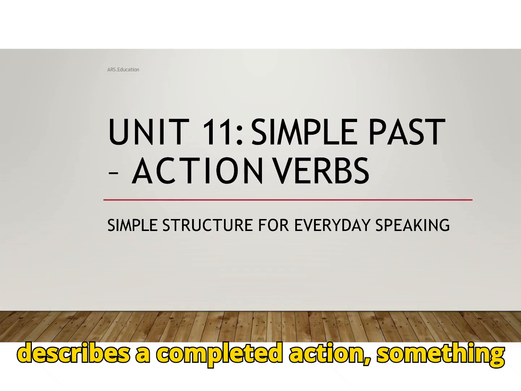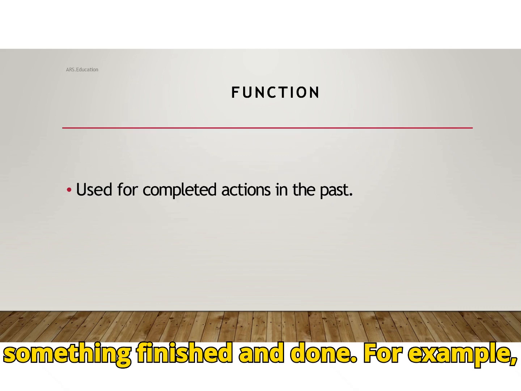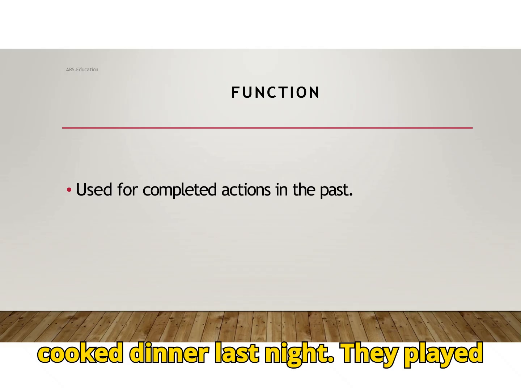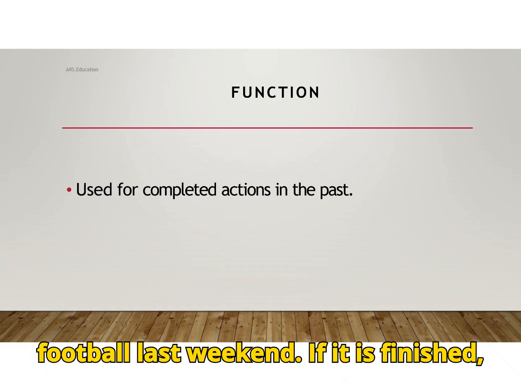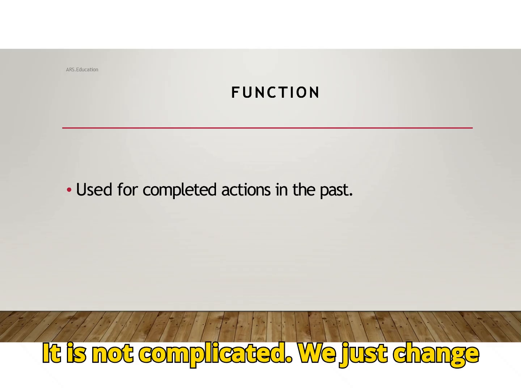Action past is really simple. It describes a completed action, something that happened once or repeatedly, something finished and done. For example, I watched a movie yesterday, she cooked dinner last night, they played football last weekend. If it is finished, we use the past tense. And forming it is not complicated, we just change the verb.